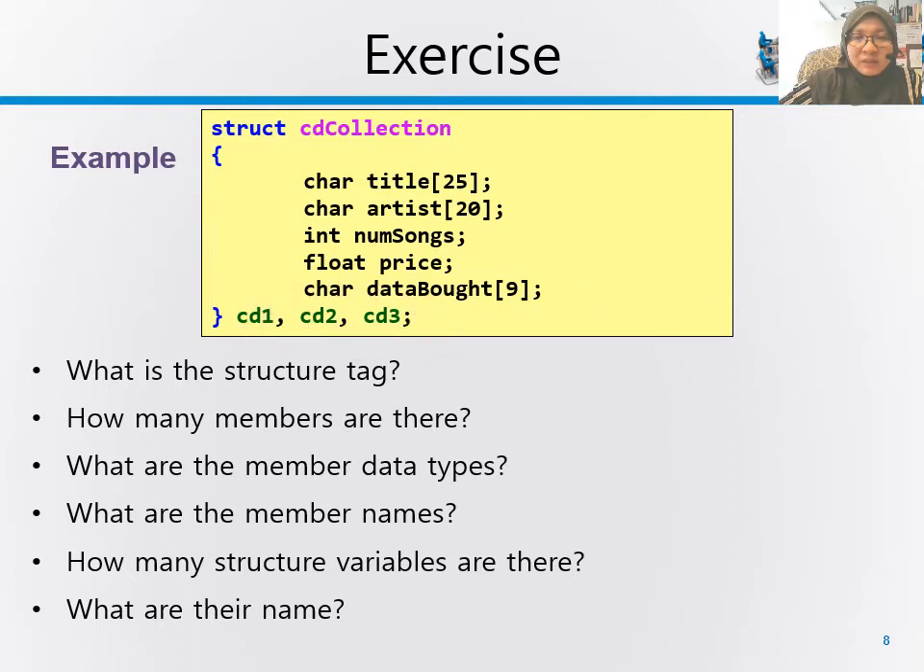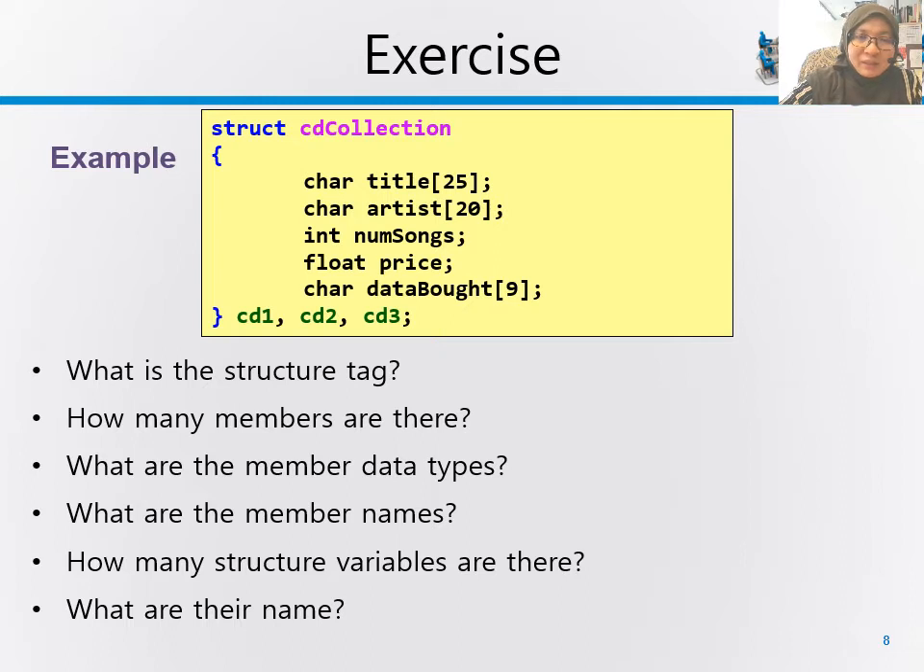I'll let you answer the questions given here. What is the structure tag? How many members are there? What are the member data types? What are the member names? How many structure variables are there? And what are their names? You can pause this video for a while and I'll give you time to answer these questions. I've given you ample time to answer.